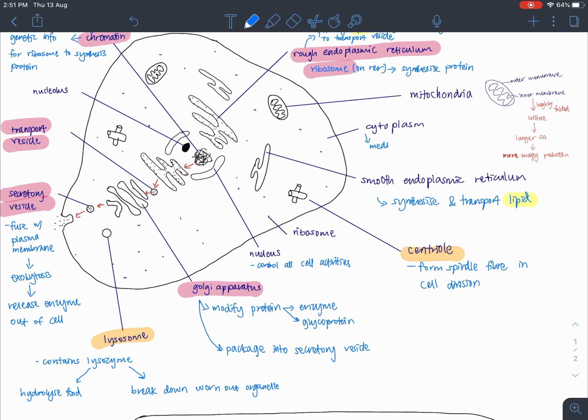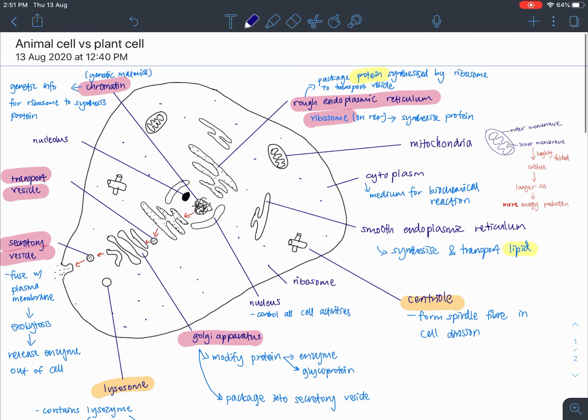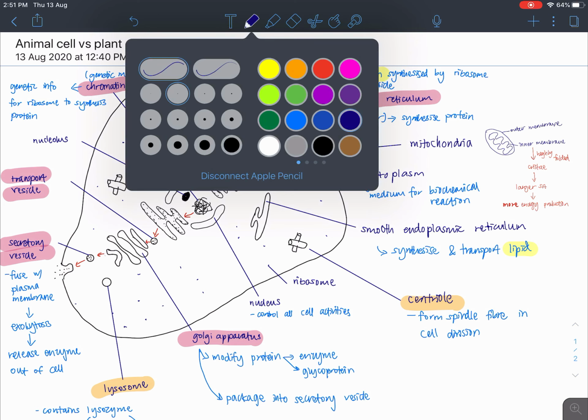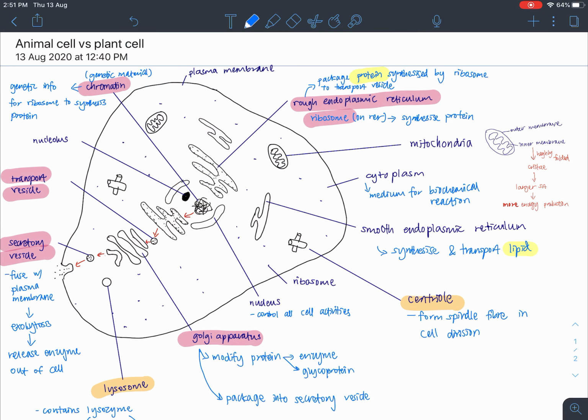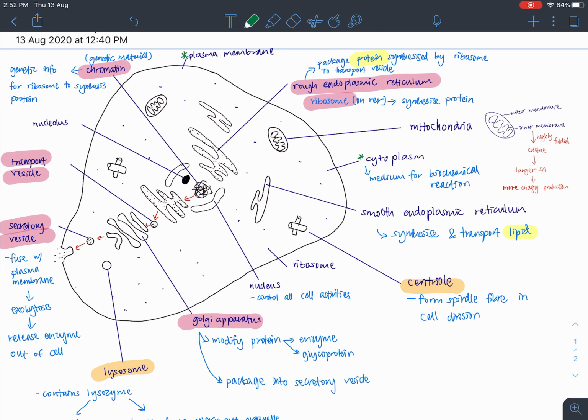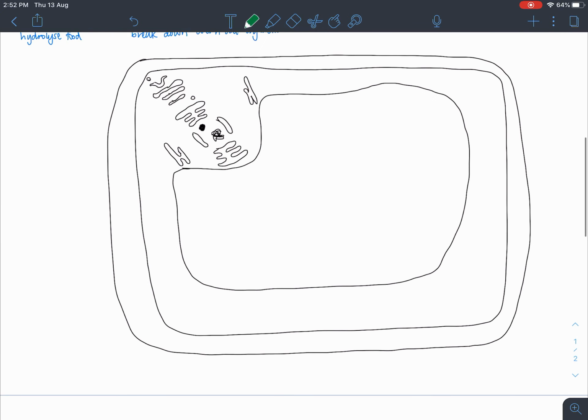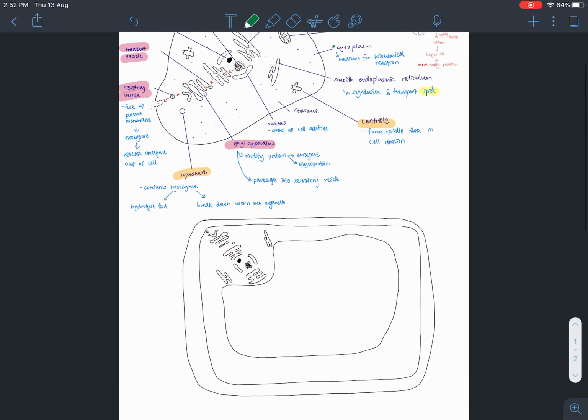So cytoplasm has the function of being a medium for biochemical reactions. Plasma membrane has the function of regulating movement of substances in and out of the cell. So for plasma membrane, you can actually relate to chapter 3. What's the function of plasma membrane there? Plasma membrane and cytoplasm are not organelles. Remember, these two are not organelles. For plant cells, the cell wall is also not an organelle.